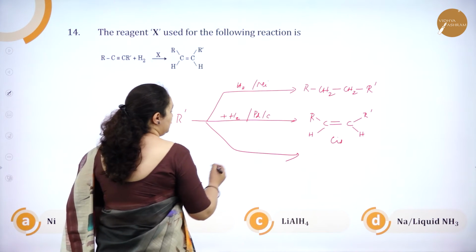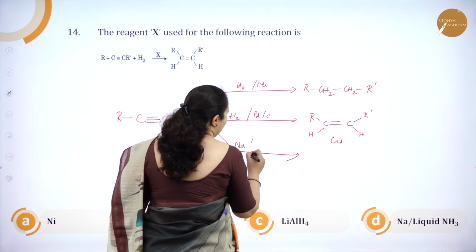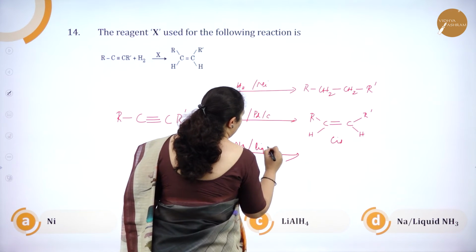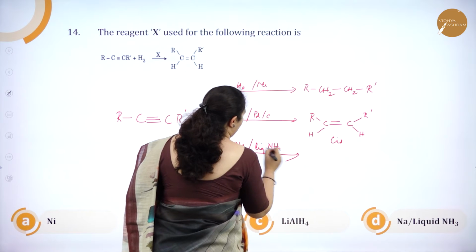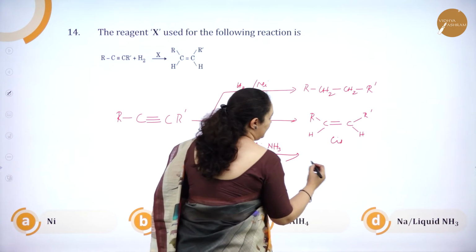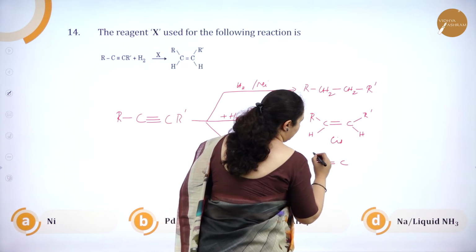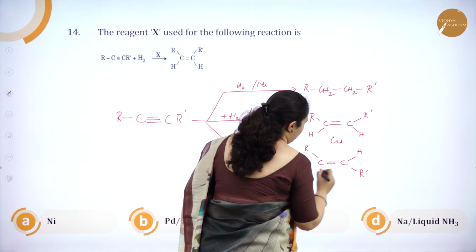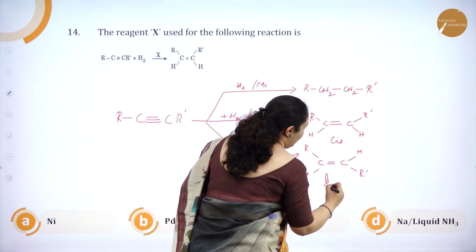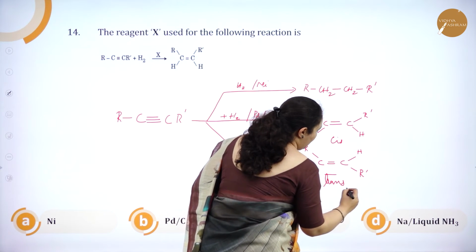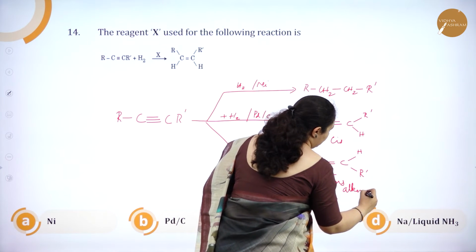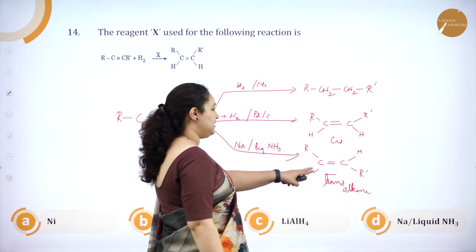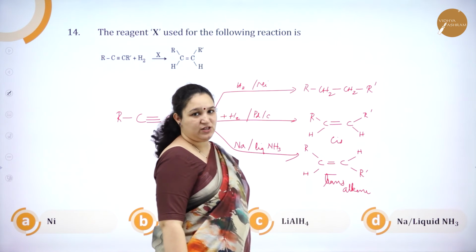If we use sodium with liquid ammonia for reduction, then you will get R, R dash, H and H. You will always get the trans form of alkene. That is anti-addition, and this is syn addition.